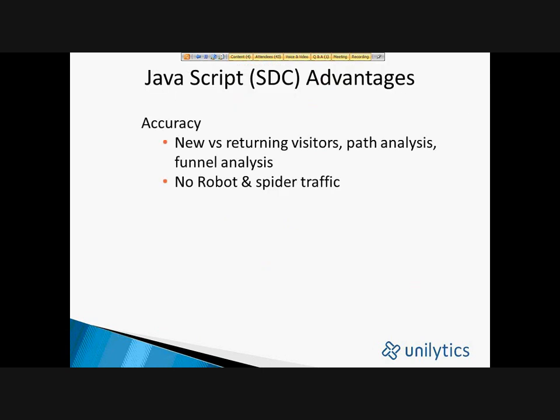So some of the advantages of the SDC is much, much better accuracy. Otherwise, we're relying on IP addresses, and in this case, this delivers much more functionality by having a cookie set to track visitors, and so things like path analysis, funnel analysis, or scenario analysis, as we call it in Webtrends, is available. It also doesn't collect robot and spider traffic, which is just really a lot of noise that has to be filtered out anyway.